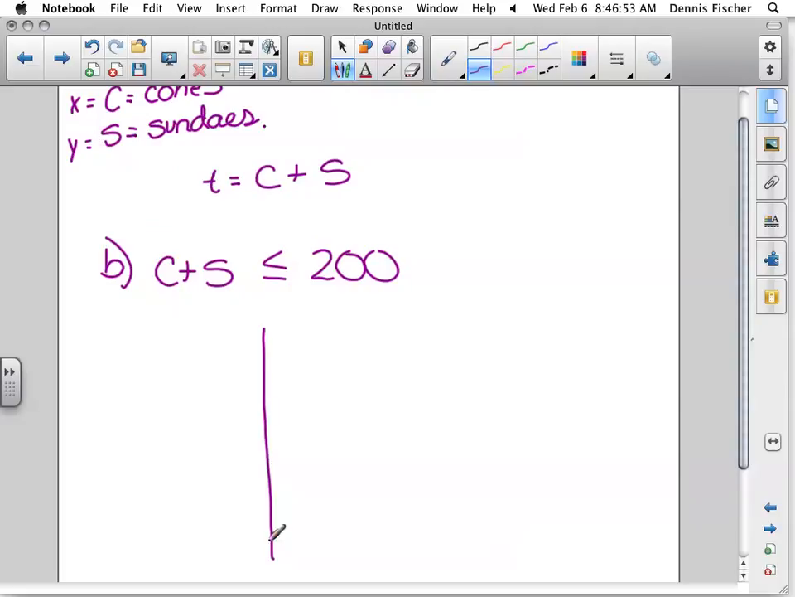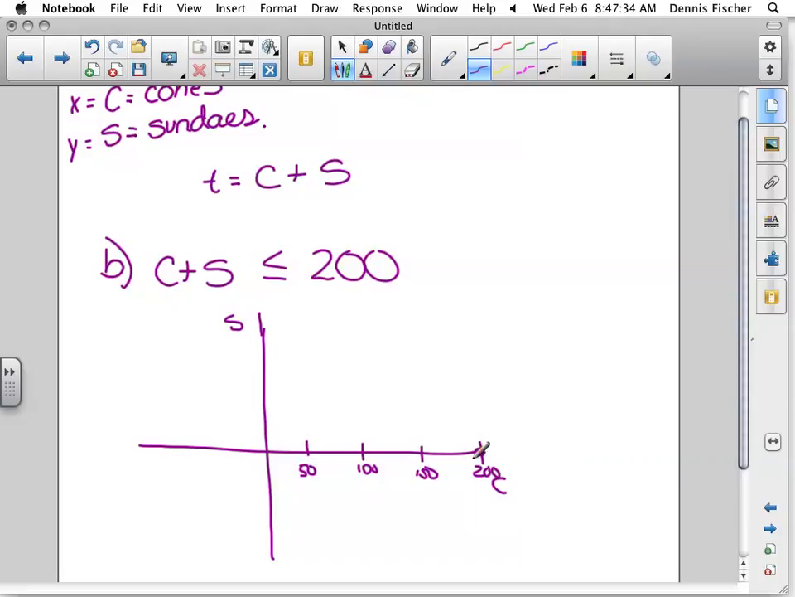So if I was graphing this equation, there's a couple ways of graphing it. First of all, how would you graph this? I might go with the X and Y intercepts. If I think about this as C, this is my C axis, this is my S axis. If S was 0, what would C be? 200. So if S was 0, C is 200. And I'm going to split this up a bit. So that's a point on my graph.